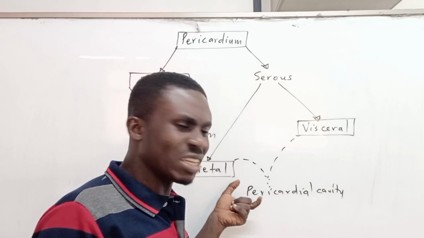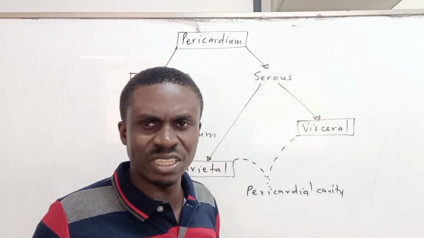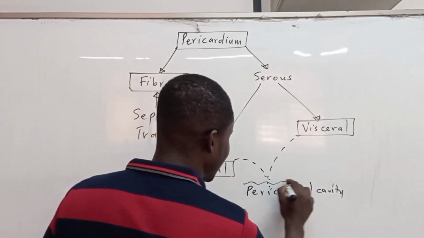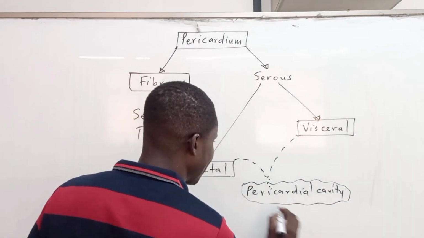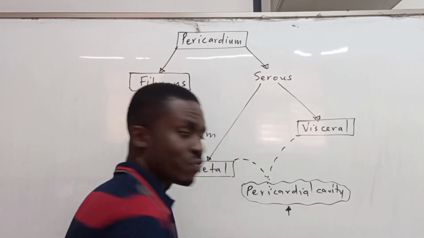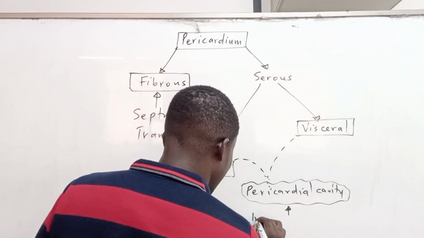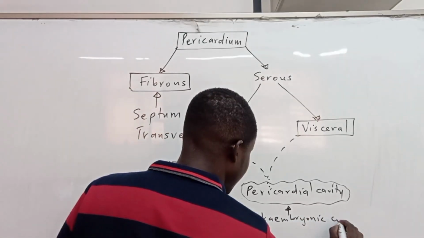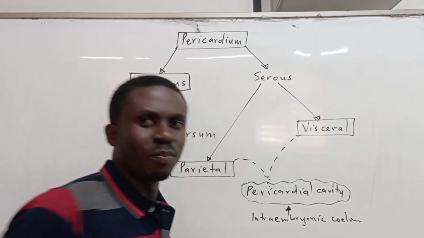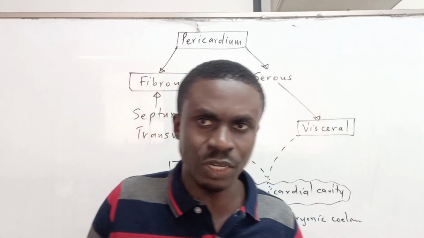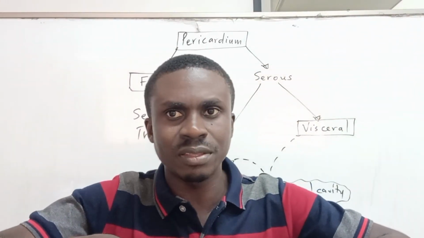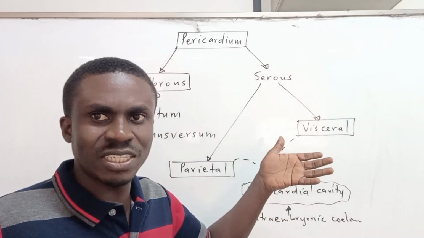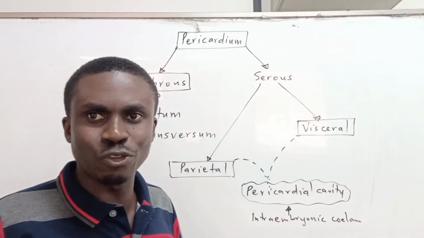So if I ask you what is the embryonic origin of this pericardial cavity, just like the pleural cavity and peritoneal cavity, it will be coming from what we call the intra-embryonic coelom. And my friends, one thing we know about this intra-embryonic coelom is that it is with the lateral plate mesoderm. And that is why you have the parietal component, or the somatopleural component, and then of course the splanchnopleural component.